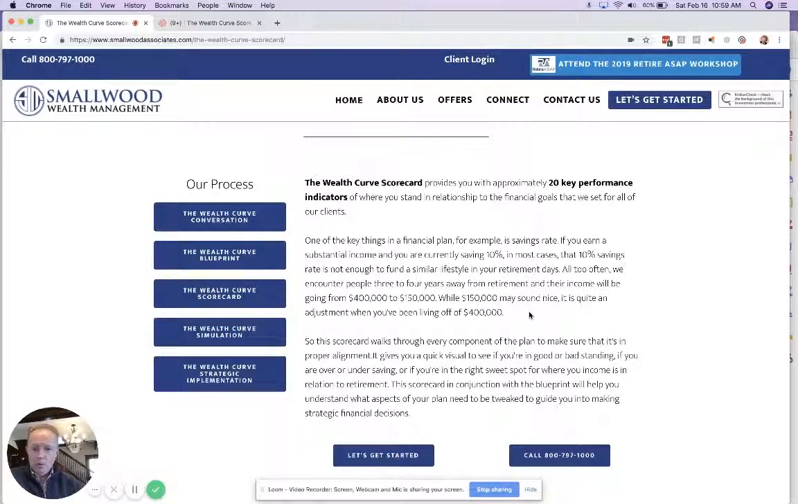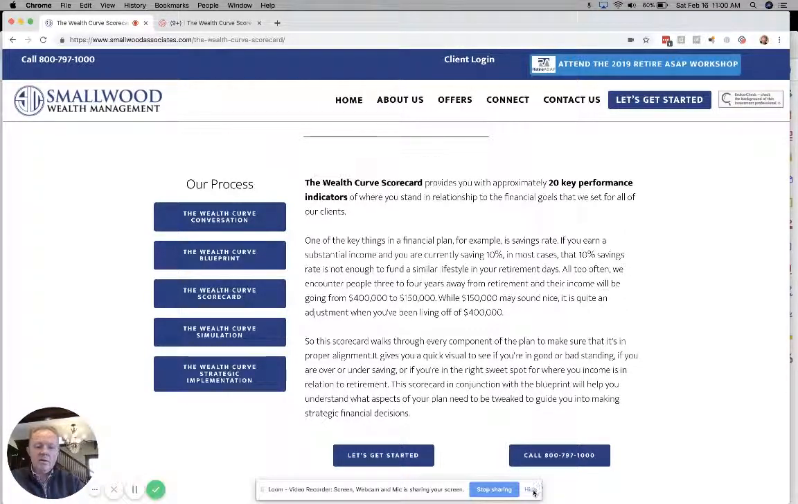Today, we're continuing on the concept of the Wealth Curve Blueprint and the components of the Wealth Curve Scorecard. If you're tuning in for the first time, the Wealth Curve Blueprint is a snapshot of your present plan. We believe getting this snapshot on a regular basis is probably one of the most important parts of any long-term financial strategy. What are my income sources?